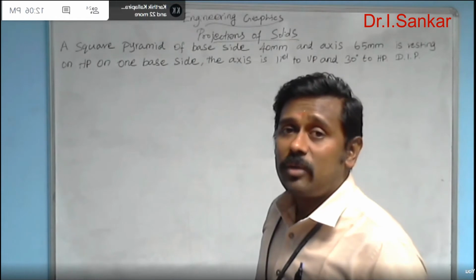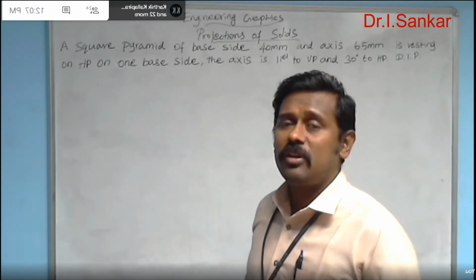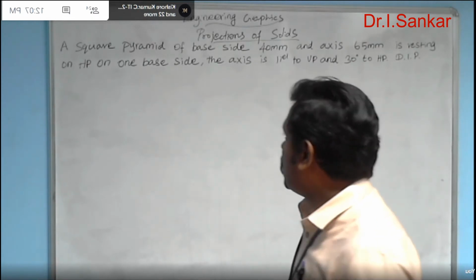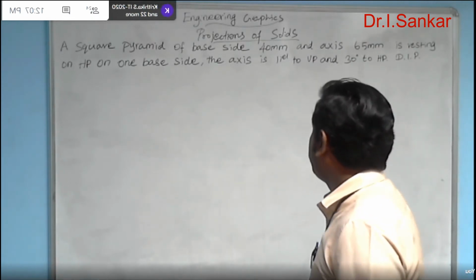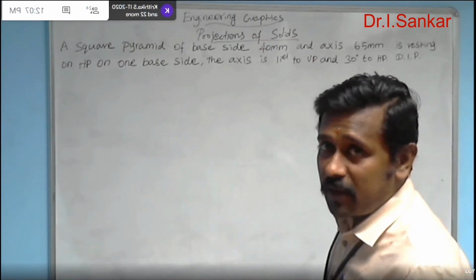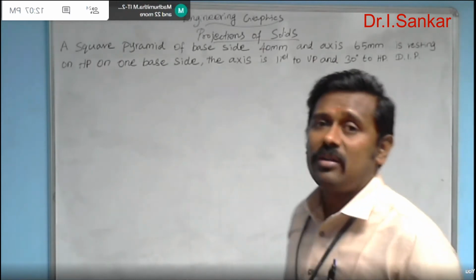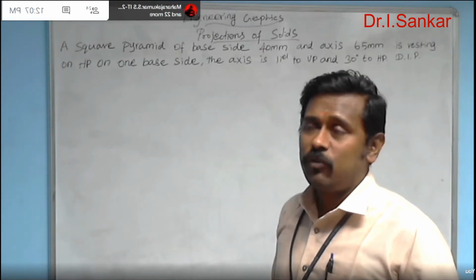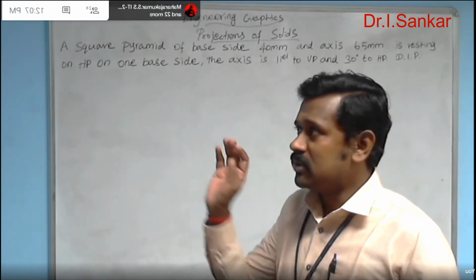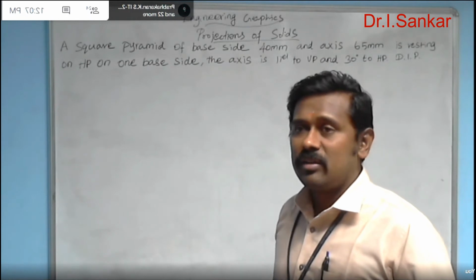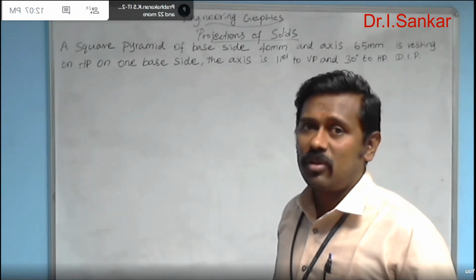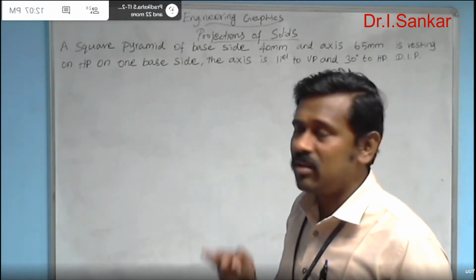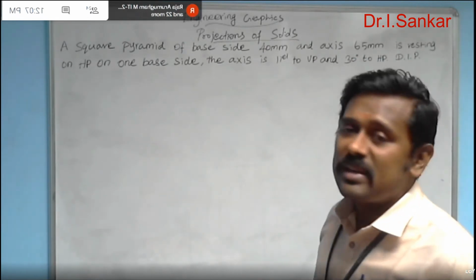The object given in this question is a square pyramid. A square pyramid of base side 40 mm and axis 65 mm is resting on HP. Where it is resting matters a lot. If you mistakenly understand the resting plane, then automatically the entire problem will become wrong. So the resting plane is HP. The solid is resting on HP on one base side.